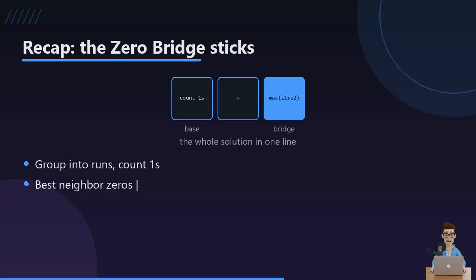Remember the cold open, where deleting one somehow made more ones. Now you see why. Erasing the one run bridges its 2 zero neighbors, and you flood the whole gap. Group into runs, add the ones, find the fattest zero pair around a single one run, done.